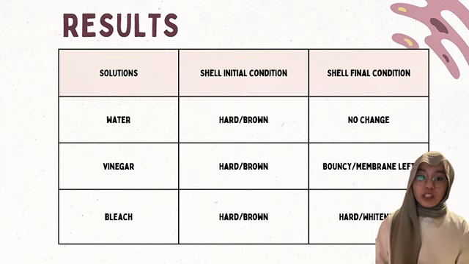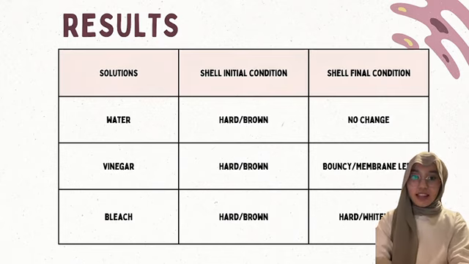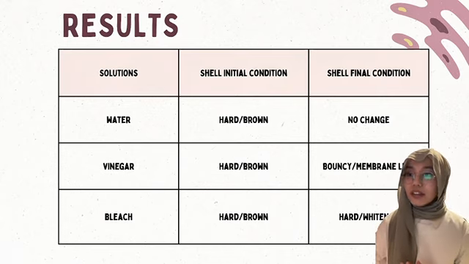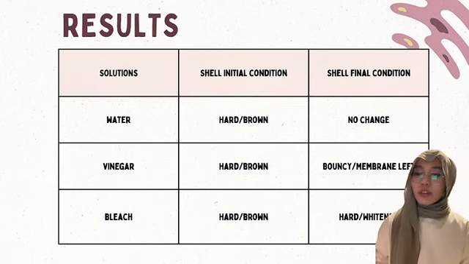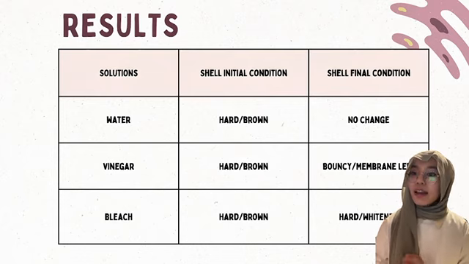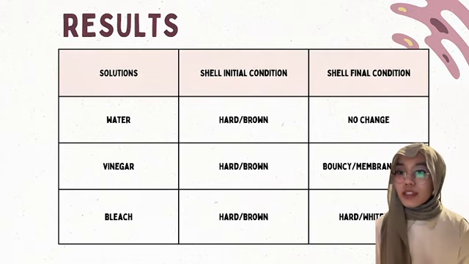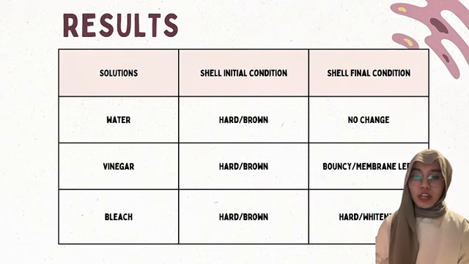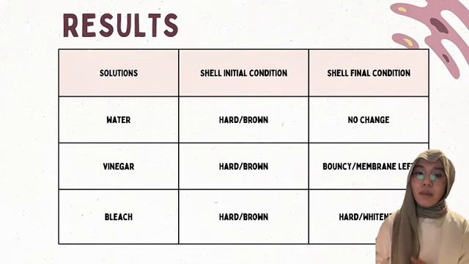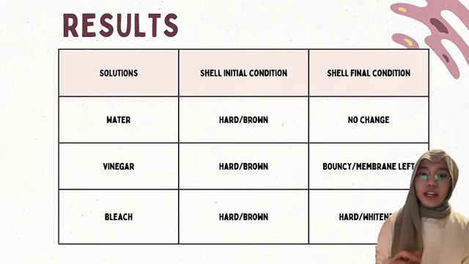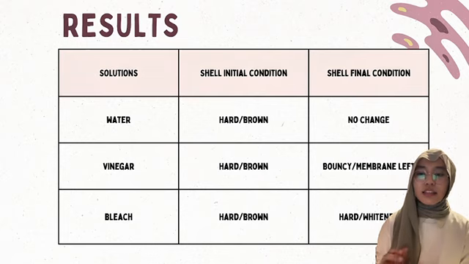As we know, vinegar contains acetic acid, which is quite acidic, that will thin out the shell. And we have also bleach that contains sodium hypochlorite, and each solution has a different aftermath. We'll see that water has no change, still hard and brown, and we have vinegar, which is left with a bouncy membrane, and bleach, the shell is hardened a little and the shell will whiten.